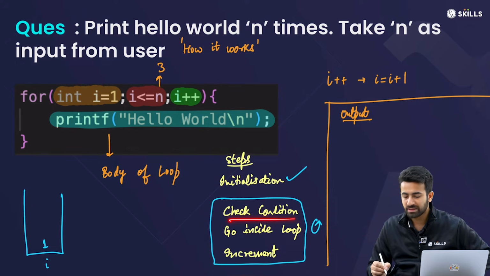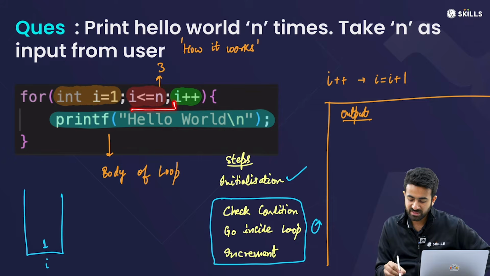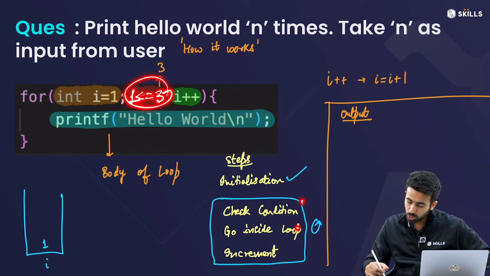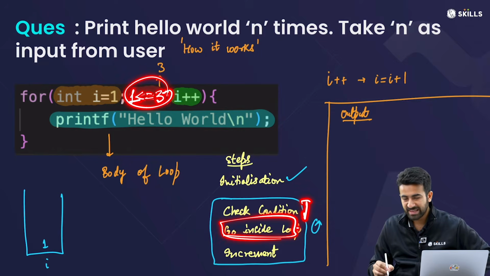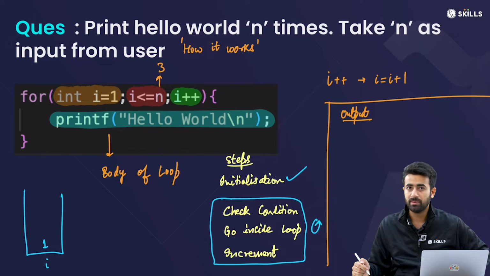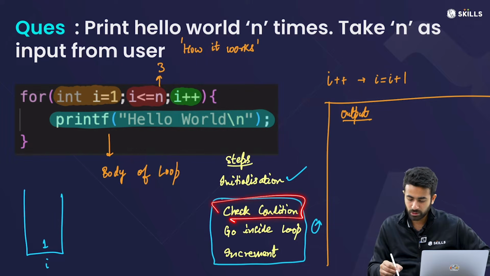First of all, check the condition. Check the condition means these conditions. So what is i? i is 1. What is n? n is, for example, 3. Is 1 less than or equal to 3? Yes. If it is true, then go below. If it is false, break the loop. It is finished. Please remember. So it is true right now. 1 is less than 3.